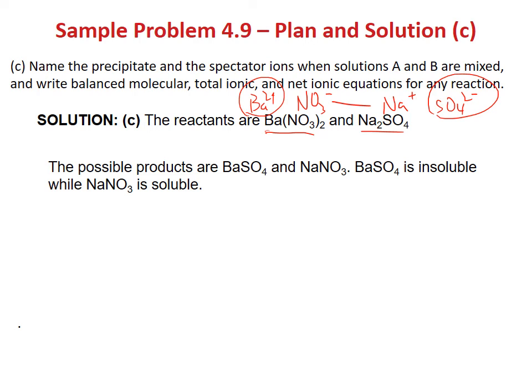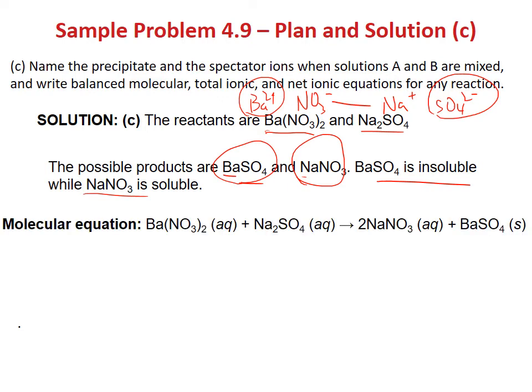According to the solubility rule, sodium salts and nitrate salts are highly soluble. Sulfate salts are mostly soluble except group 2 cations, and barium is one of them. So barium sulfate must be an insoluble solid. That's the precipitate that would be formed, barium sulfate. So let's write the molecular equation. Reactants: barium nitrate, sodium sulfate. Products: sodium nitrate and barium sulfate, which is a solid here.